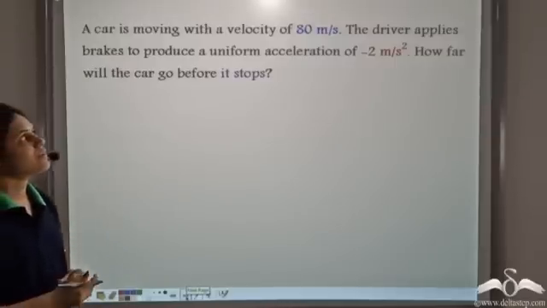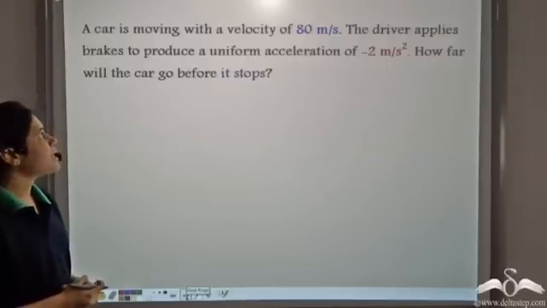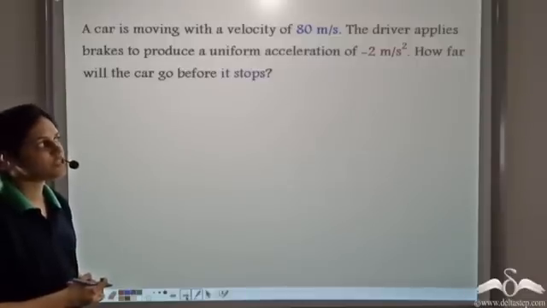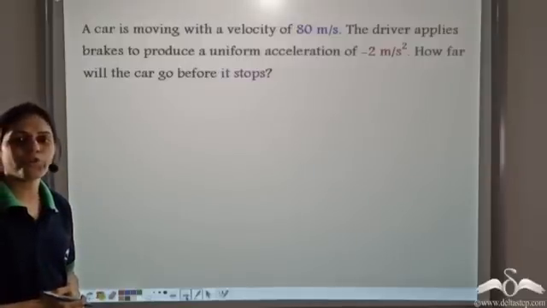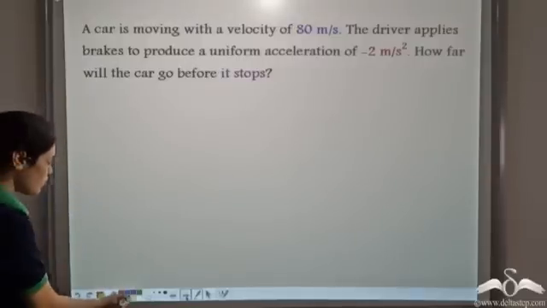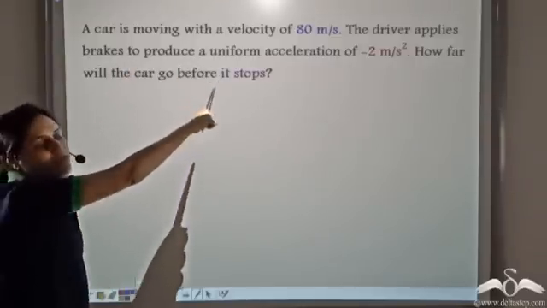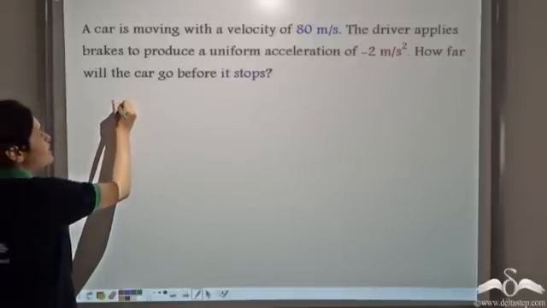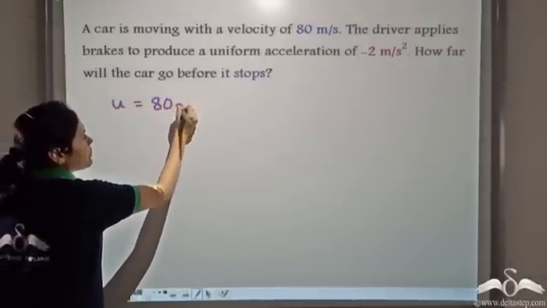A car is moving with a velocity of 80 meters per second. The driver applies brakes to produce a uniform acceleration of minus 2 meters per second square. How far will the car go before it stops? So first, what information do we have? A car is moving with a velocity of 80 meters per second. This means that the initial velocity is 80 meters per second.